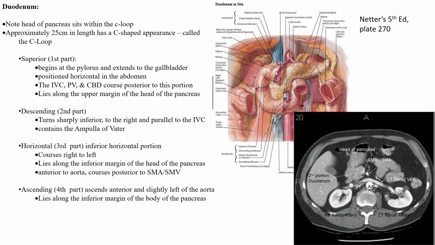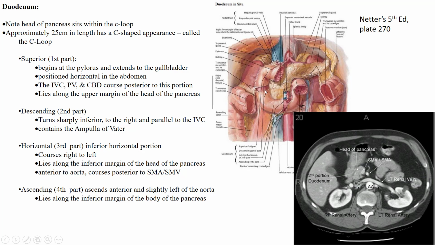The IVC, the portal vein, and the common bile duct all course posterior to this portion, so they're all behind the C-loop here that you don't see. You can just see the images here of where those pieces have been cut away. Those all sit posterior to this first portion, or the superior portion of the duodenum. It lies along the superior portion of the pancreas. And then the descending portion makes a sharp turn here and descends.